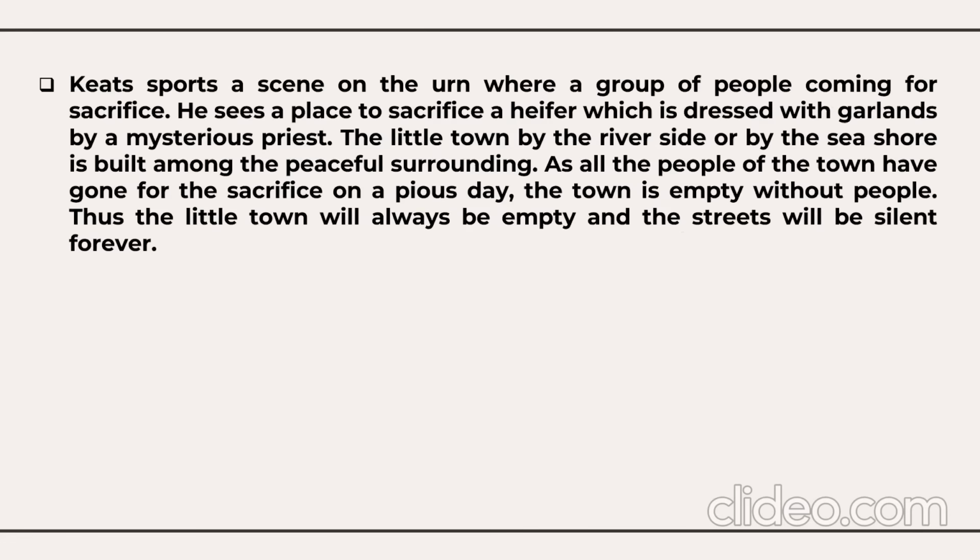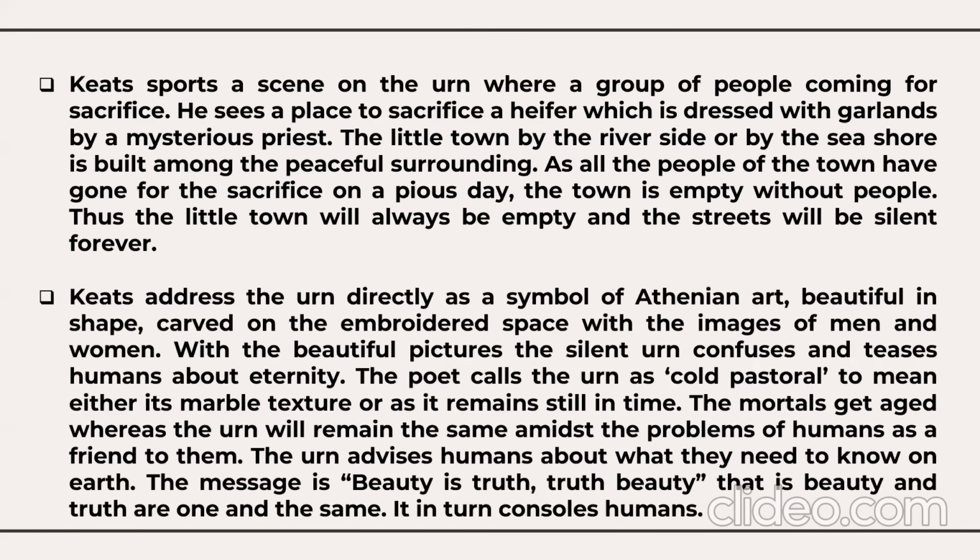Keats finds a scene on the urn where a group of people are coming for sacrifice. He sees a place to sacrifice a heifer, a young cow, which is dressed with garlands by a mysterious priest. The little town by the riverside or by the seashore is built among peaceful surroundings. As all the people of the town have gone for the sacrifice on this pious day, the town remains empty, in solitude without any people. Thus, the little town will always be empty and the streets will always be silent forever, because the urn is immortal. You cannot change the picture.